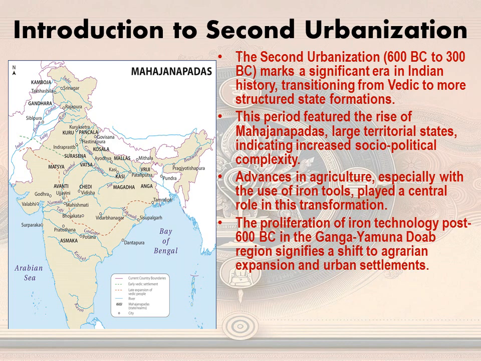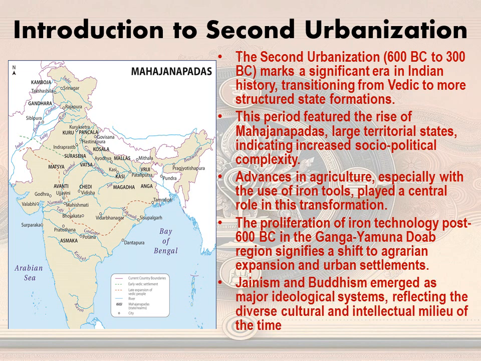The proliferation of iron technology post 600 BC in the Ganga Yamuna Doab region signifies a shift to agrarian expansion and urban settlements. Before this period we find evidence of Chalcolithic settlements in the Ganga Yamuna area, but during the 6th century BC we find that there is agrarian expansion. People cut down the dense forest of this area and established political entities known as the Mahajanapadas.